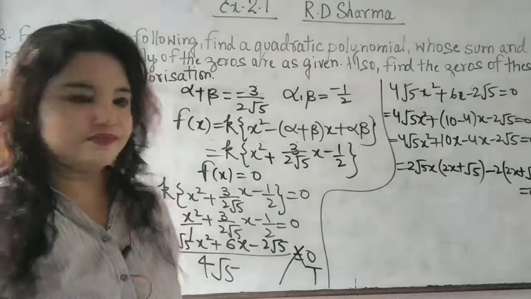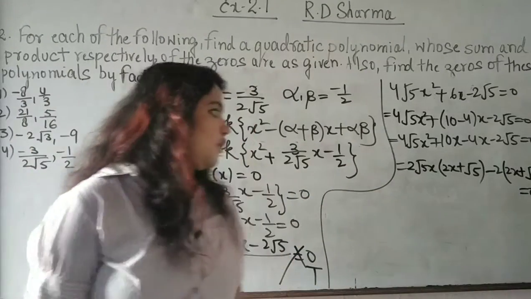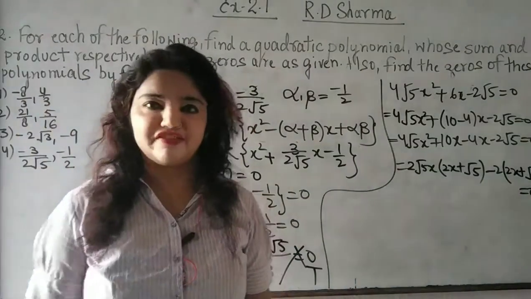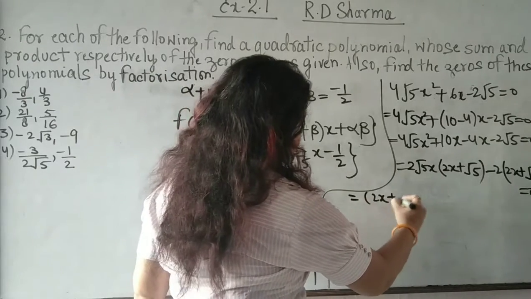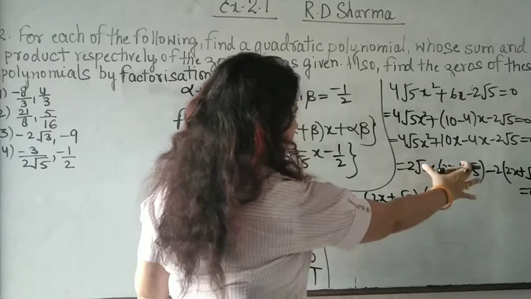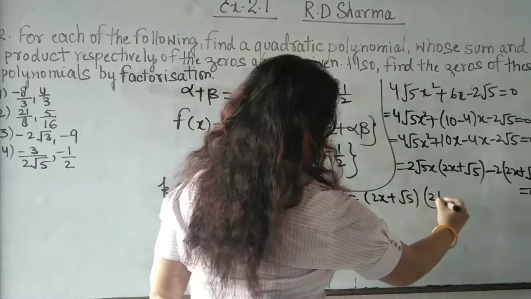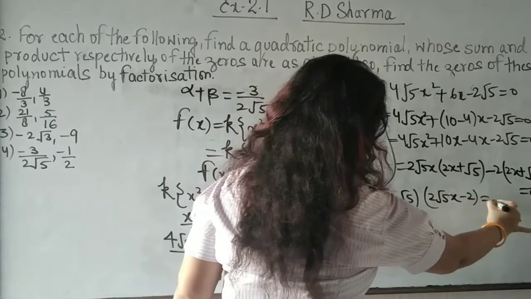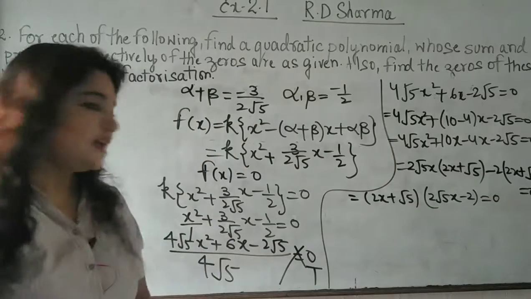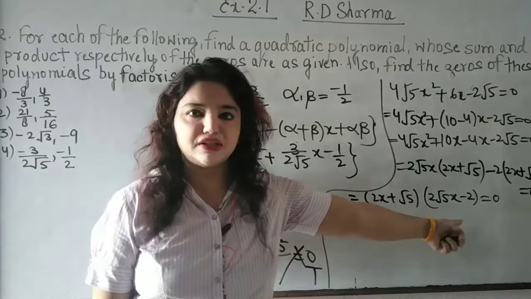Is that okay? And now what is common in whole? 2x + √5 is common in whole. So now I am writing (2x + √5), and here what is left? Only 2√5x. And there what is left? Minus 2, equal to 0. Fine. And now either this is equal to 0 or this is equal to 0.